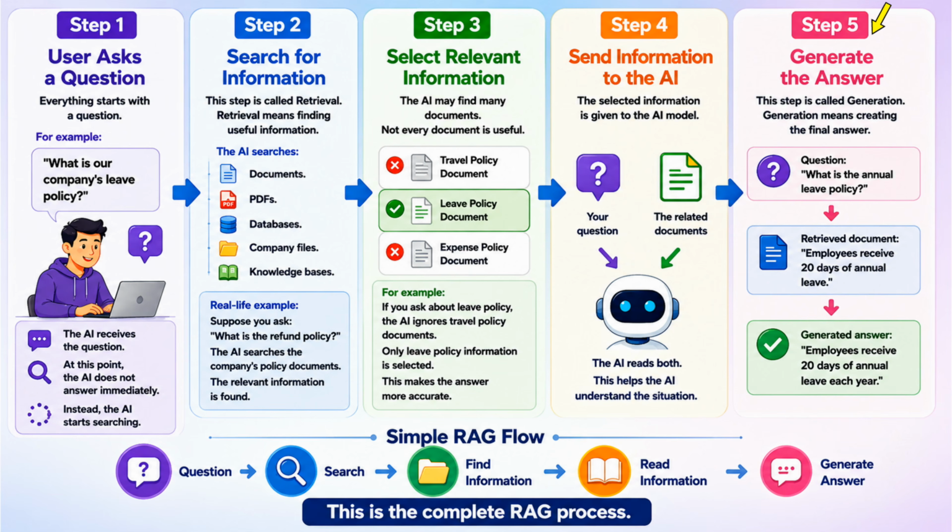Step 5. Generate the answer. This step is called generation. Generation means creating the final answer. For example, the question is what is the annual leave policy? The retrieved document says employees receive 20 days of annual leave. The generated answer is employees receive 20 days of annual leave each year. And here you can see the simple RAG flow. Question, then search, then find information, then read information, then generate answer.